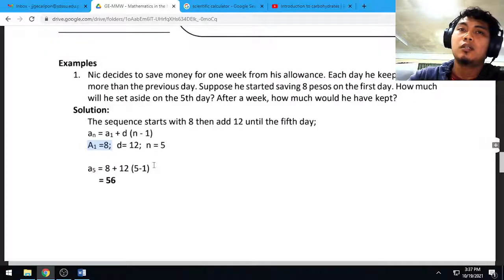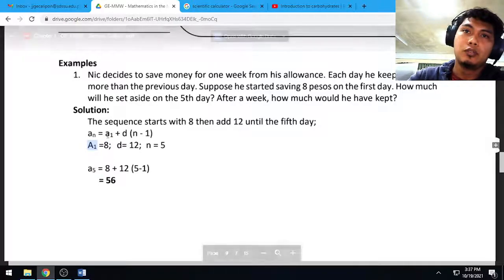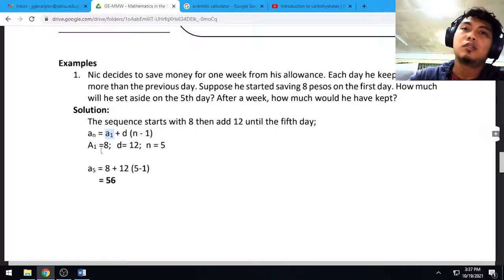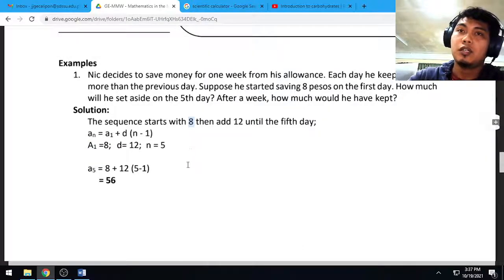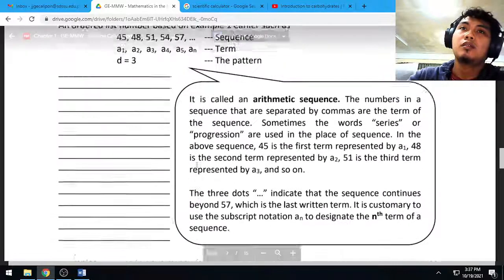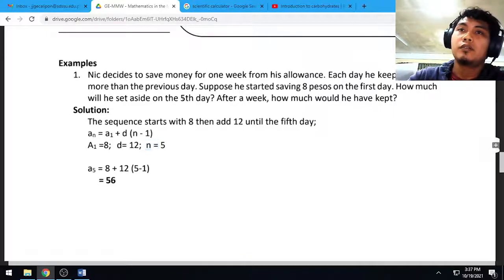A1. Ano ba yung A1? It's 8. Huwag kayong ma-confuse, medyo nag-capital letter lang siya, pero ito yun. Ito yung A1. So, A1 daw is 8, yun yung simula niya, starting term. And then, yung D niya, yung pattern, is 12. And then, ano naman yung N? Yung N is the nth term, pang-5. Ito, 5th day.